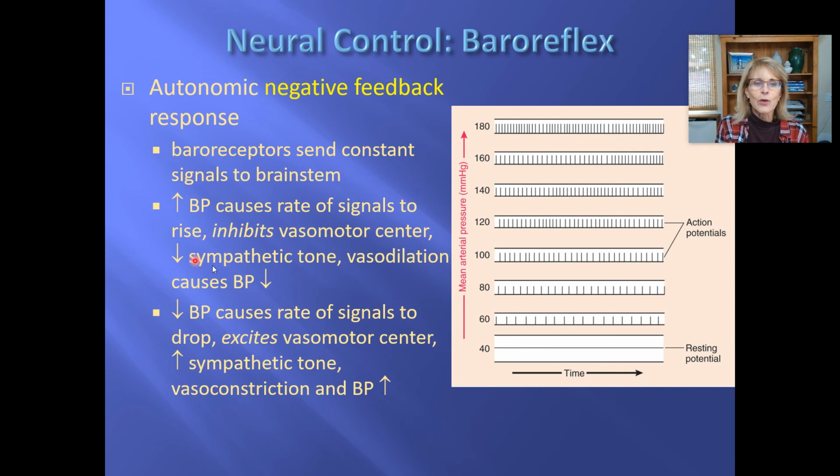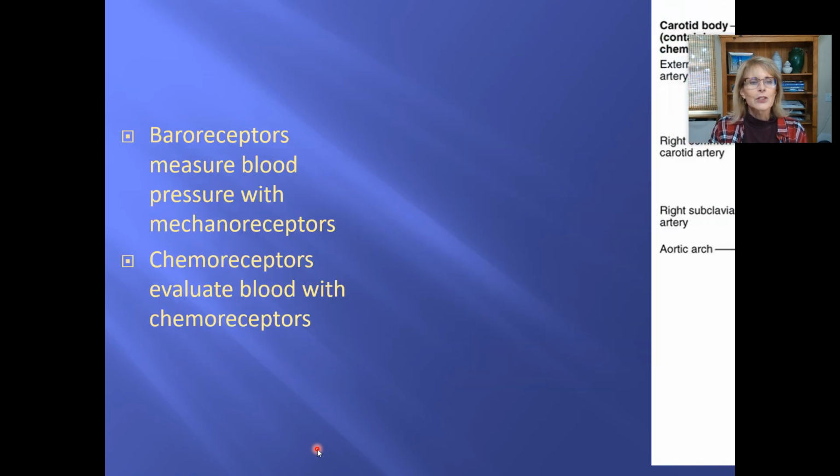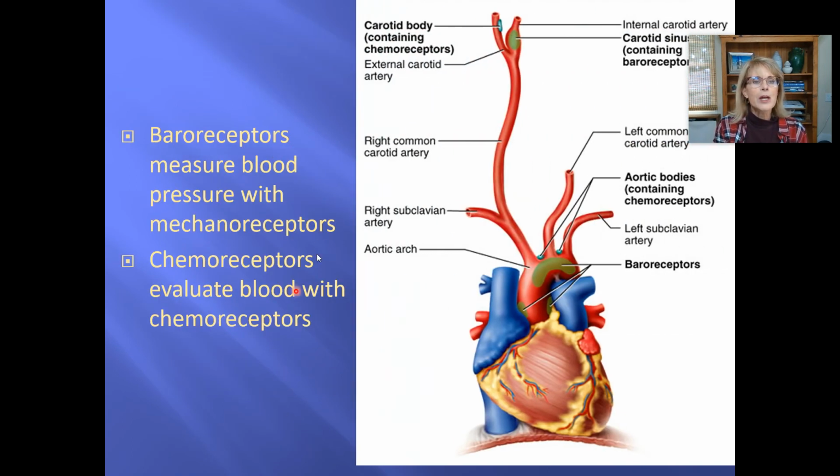Sympathetic stimulation or sympathetic tone will make your heart beat harder and faster. Parasympathetic tone would make your heart beat more slowly. So baroreceptors measure your blood pressure with special mechanoreceptors that fire off action potentials as they are stretched.